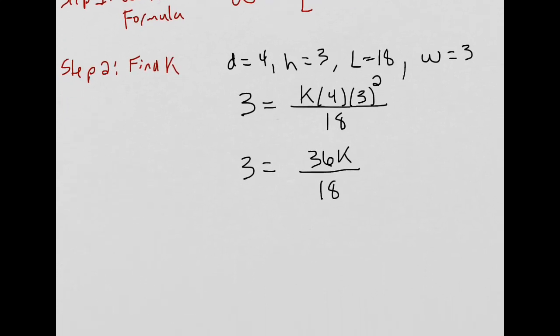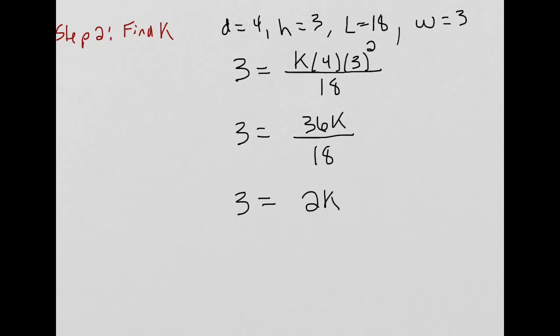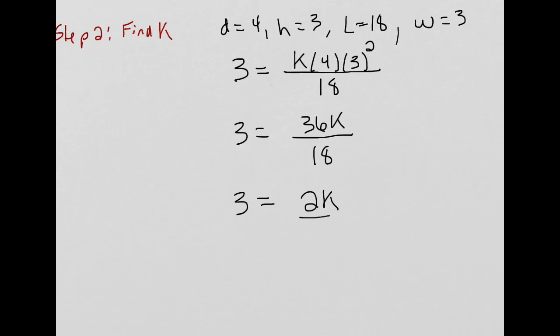So that's a fraction that can be reduced. 36 divided by 18 is 2, so we get 3 equals 2K. And now if I solve for K by dividing both sides by 2, I get K equals 3 over 2.